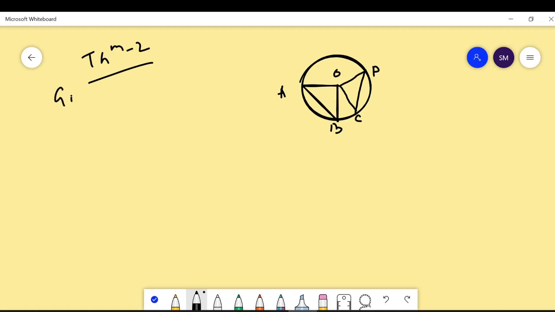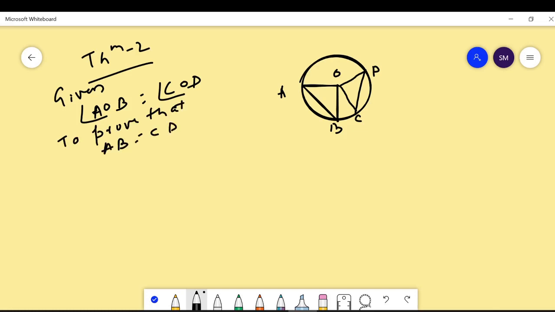Suppose it is given that angle AOB is equal to angle COD. Here if the angles subtended by two chords of a circle are of equal measure, then we have to prove that the chords are of equal length. Here angle AOB is equal to angle COD. Then we have to prove that AB is equal to CD, length of AB is equal to length of CD.